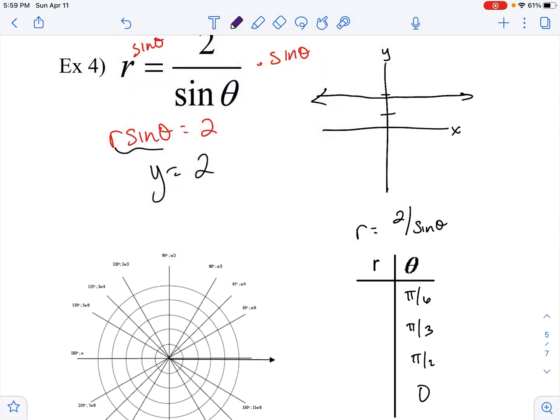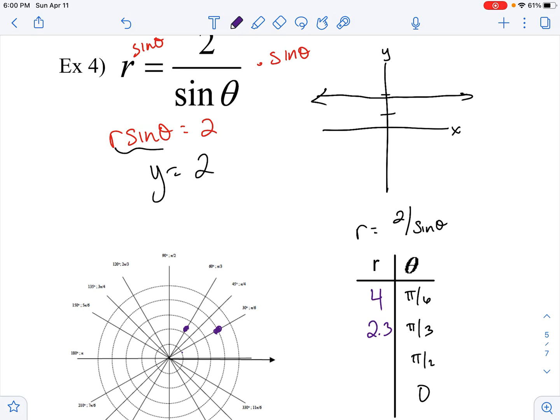So if I plug in pi over 6, I'm going to type into my calculator 2 divided by sine of pi over 6, and that gives me 4. So when I rotate to pi over 6, I go out 1, 2, 3, 4 circles. All right, if I plug in pi over 3 and type in 2 divided by sine of pi over 3, that gives me 2.3. So I'm going to rotate to pi over 3, and I'm going to go out 2.3. You can kind of see that horizontal line starting to form.